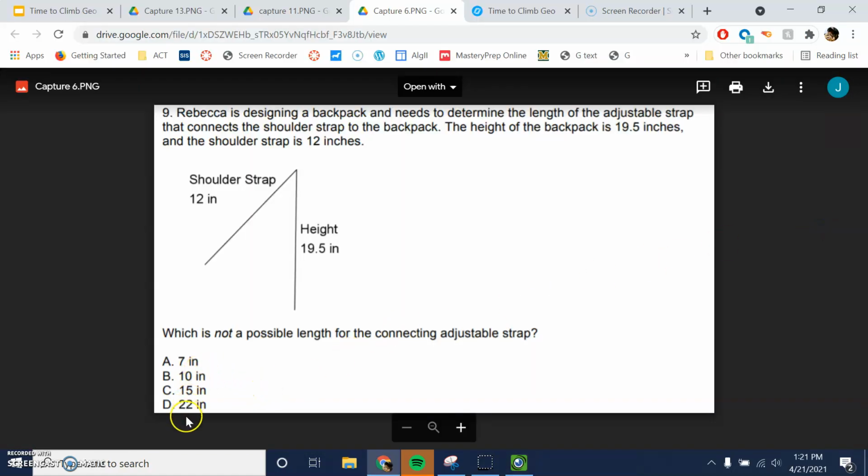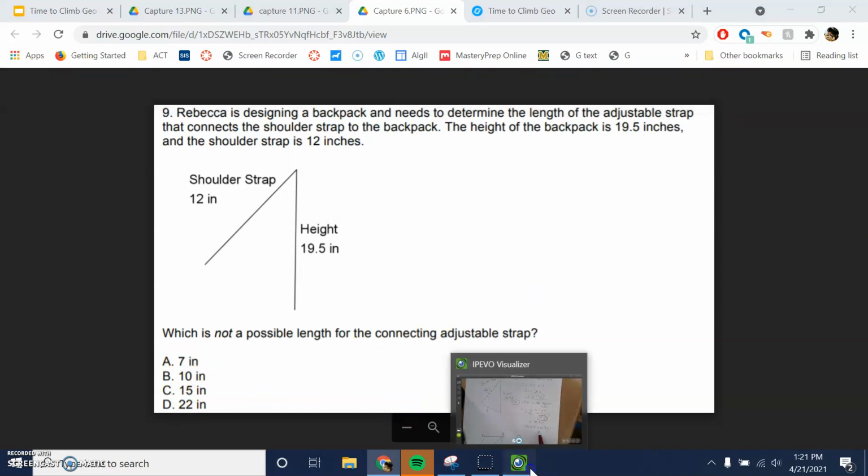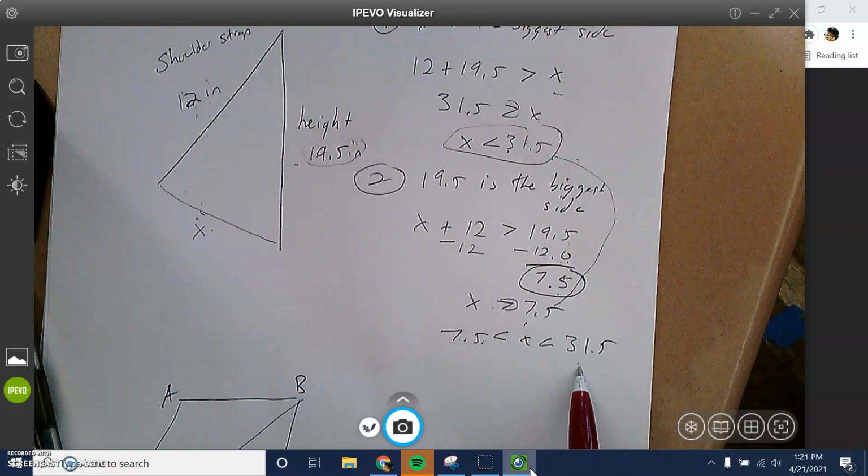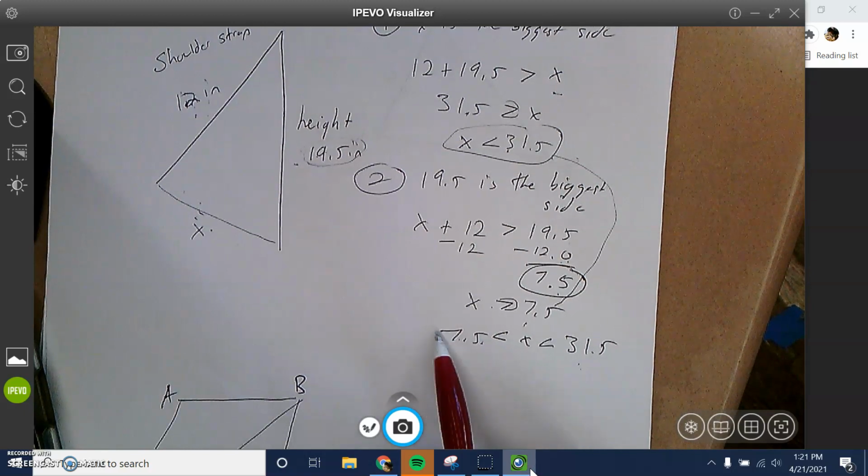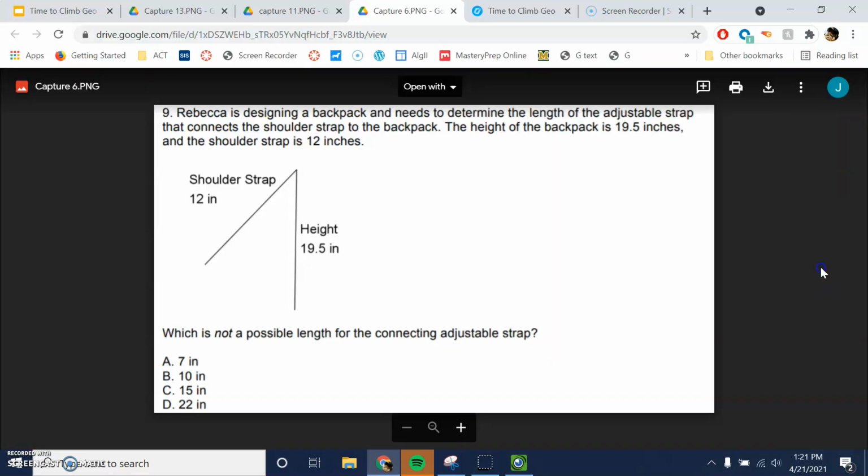So which one's outside that range? The 7. 7 is not between 7.5 and 31.5. 7 is outside that range, so A is the answer. There we go. Okay, next one.